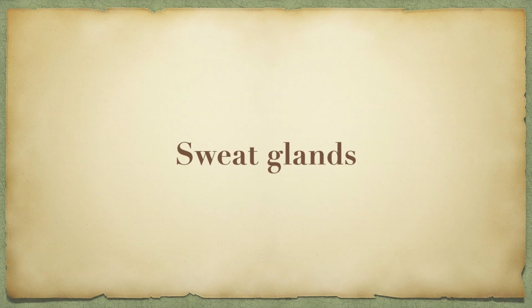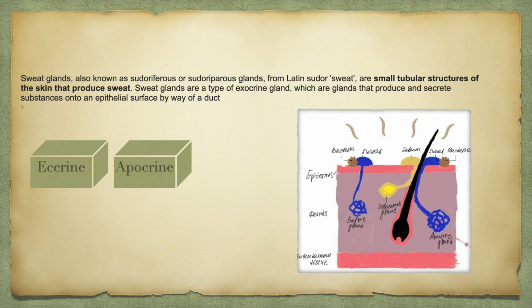Sweat glands. Sweat glands, also known as sudoriferous or sudoriparous glands, from Latin sudor, sweat, are small tubular structures of the skin that produce sweat. Sweat glands are a type of exocrine gland, which are glands that secrete substances onto an epithelial surface by way of a duct. Our skin has two types of sweat glands, eccrine and apocrine.